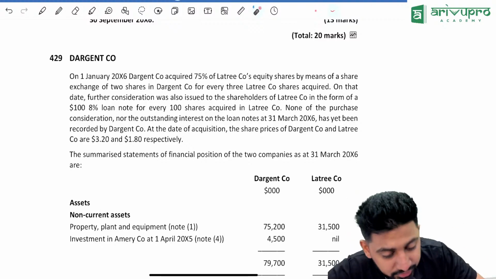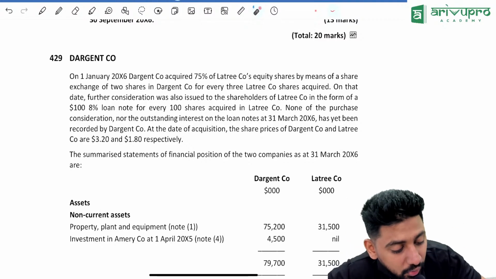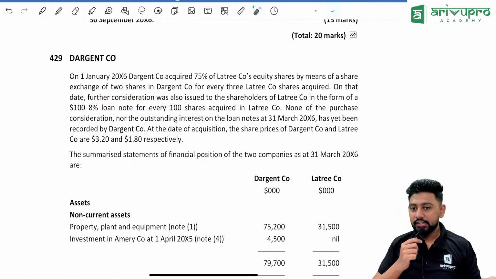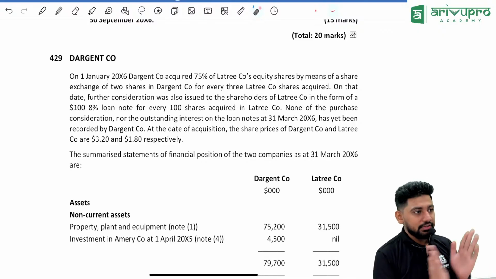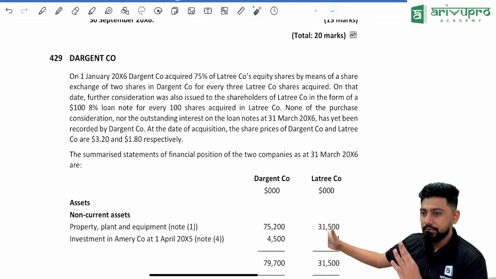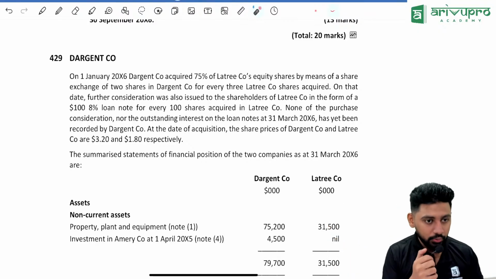At the date of acquisition, the share prices of Dagenco and Elco are 3.2 and 1.8 respectively. Straightforward adjustment. I've seen this multiple times. Okay, that's okay. We will see how to work this out.